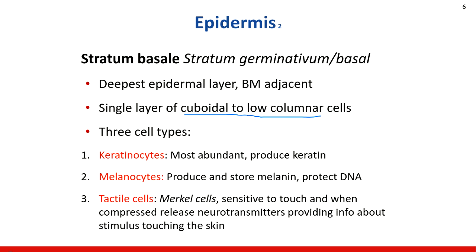So there's 3 types of cells that we find in this layer. The most abundant and the ones that we'll talk about the most are the keratinocytes. And it's because they produce this protective protein called keratin. The second cell type are the melanocytes, and their job is to make and store melanin, and that's that pigment that gives us our skin tone.